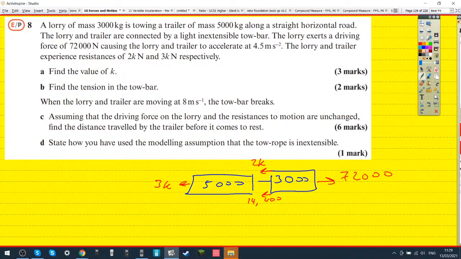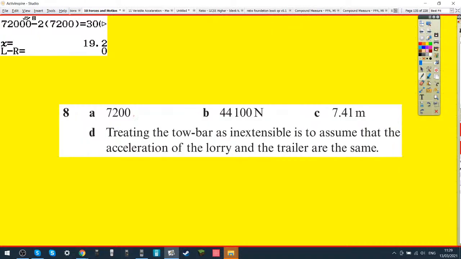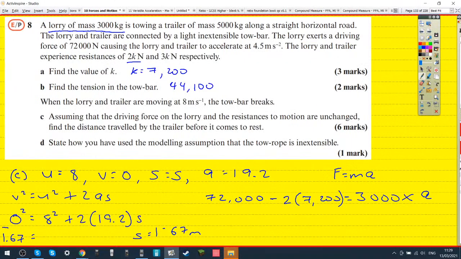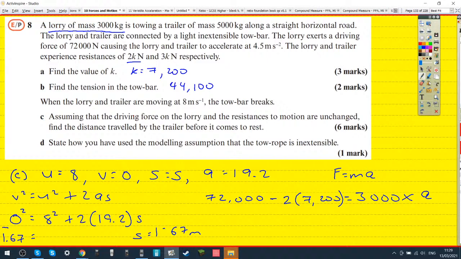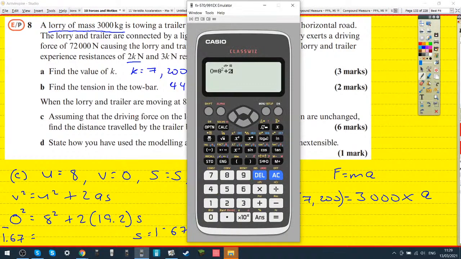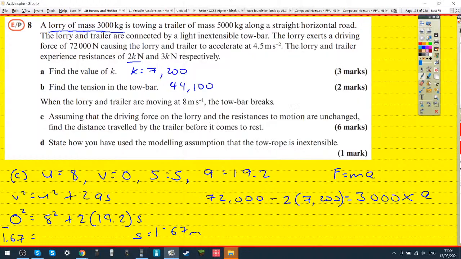But then the lorry and trailer are moving at the tow bar breaks, meaning there will be no tension in the tow bar anymore. Am I crazy? Wait, let me see. 44,100. So the tension in the tow bar was 44,100. Okay, but I assume that would go away once it breaks. Why would there be any tension? No, the tow bar breaks. There's no tow bar anymore.